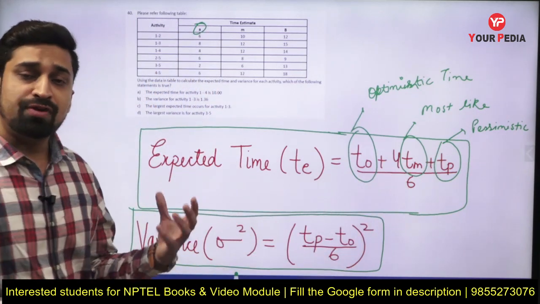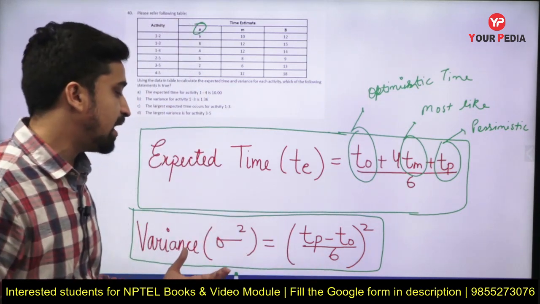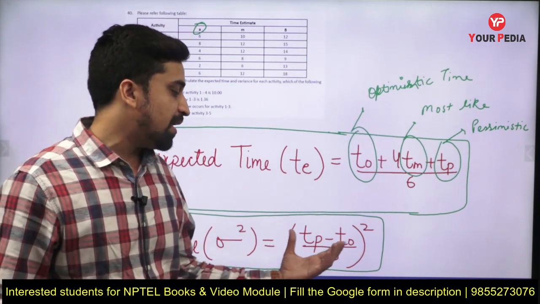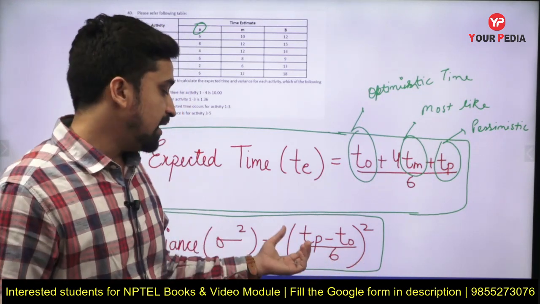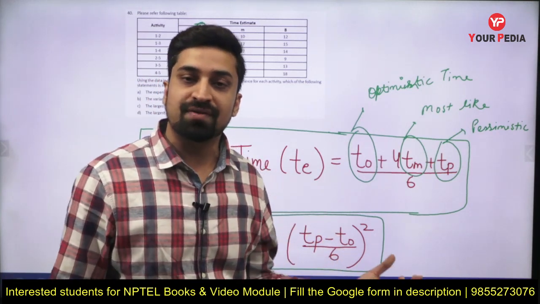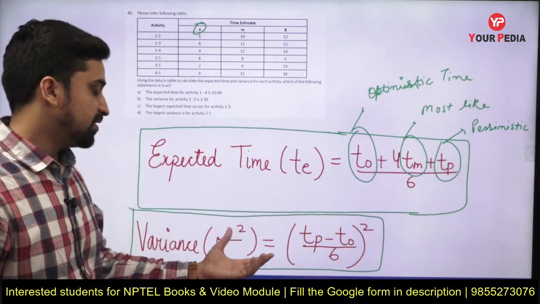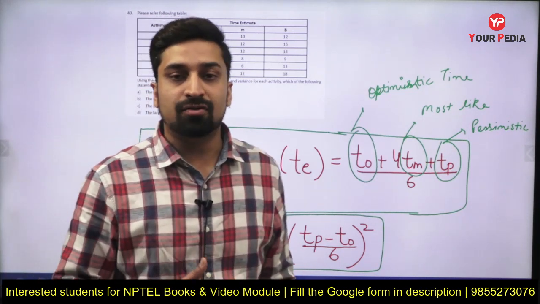Along with that, we also know that the variance for any activity is sigma square, and that is equal to (TP minus TO) divided by 6, raised to power 2. Basically again TP is the pessimistic time and TO is the optimistic time, divided by 6 raised to power 2, and this will give us the variance for each activity. Okay, so let's start solving this question.